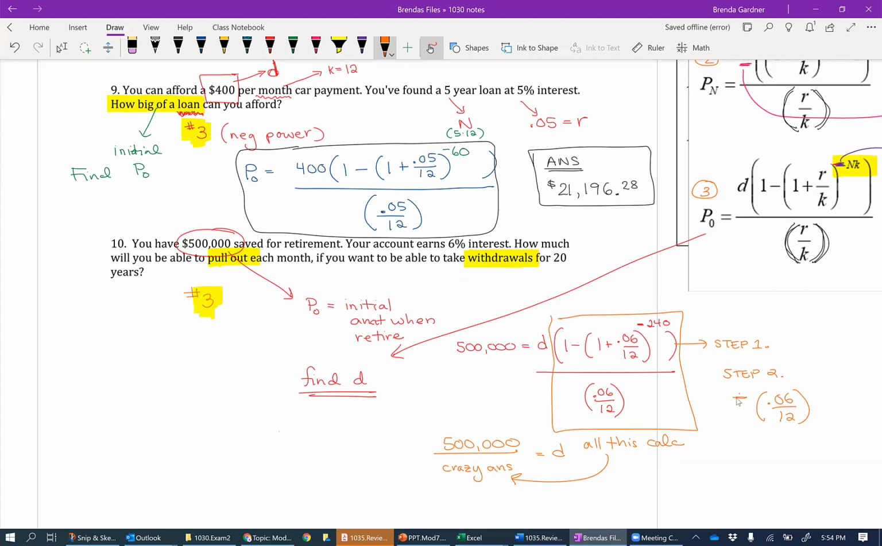But I'm going to emphasize this to students who may watch this later. Please, if you hit divide by 0.06, divide by 12, it will be wrong. You must use parentheses around the 0.06 divided by 12. Otherwise, it's dividing by 0.06 and then taking that answer and dividing it by 12. It's an order of operations thing.